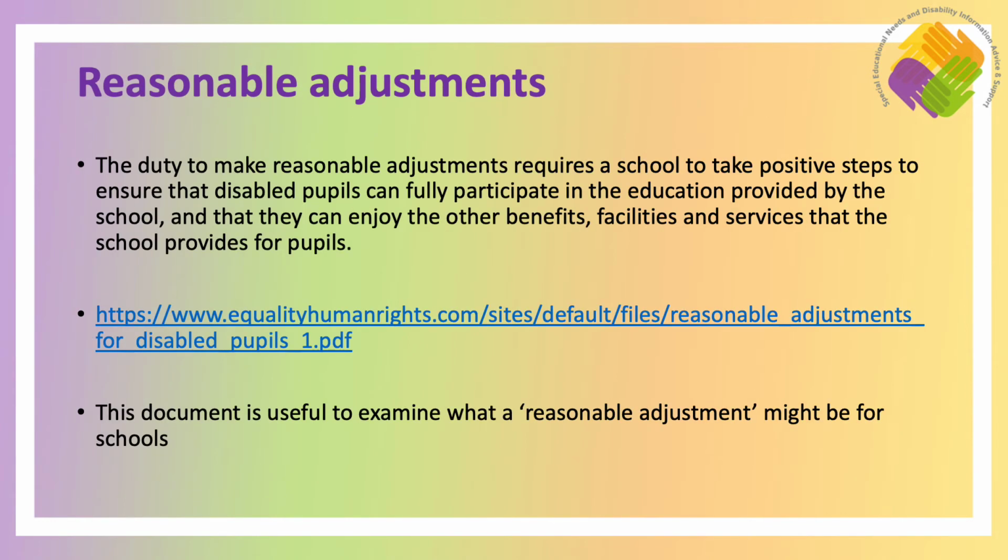The Equality Act also talks about the need to make reasonable adjustments. So that is in a nursery or a school or a college, they should be taking positive steps to ensure that disabled pupils can fully participate in the education that they provide and that they can enjoy the benefits, facilities and services that the school or the nursery or the college provide for all pupils. This document that I've linked here is really useful to talk about what a reasonable adjustment might be for schools or indeed in a nursery or a college. It gives some real examples of what might be considered a reasonable adjustment to be made.